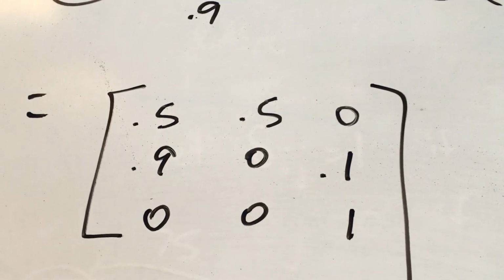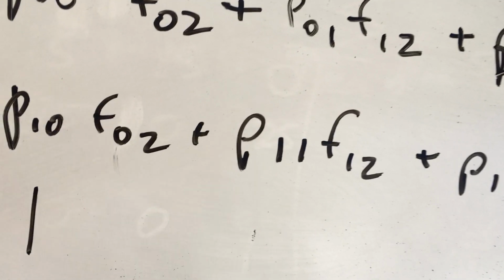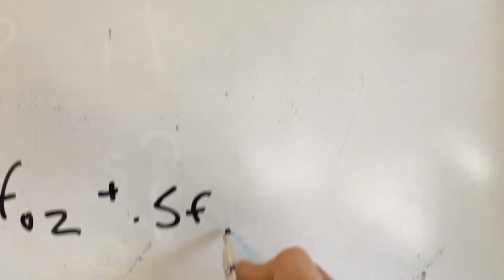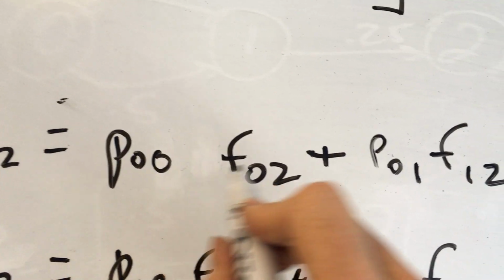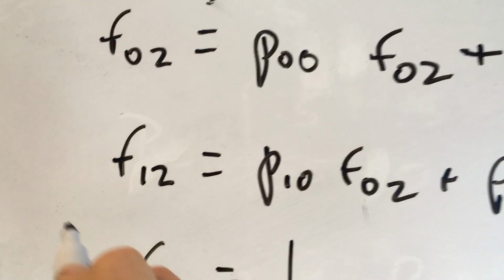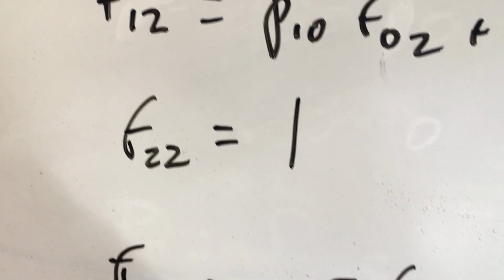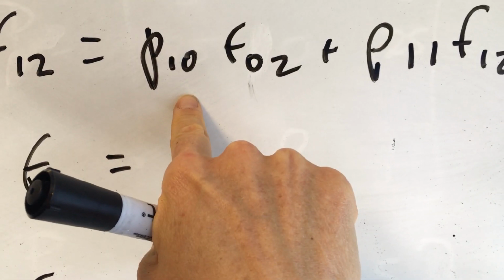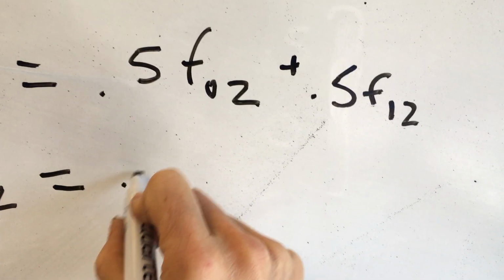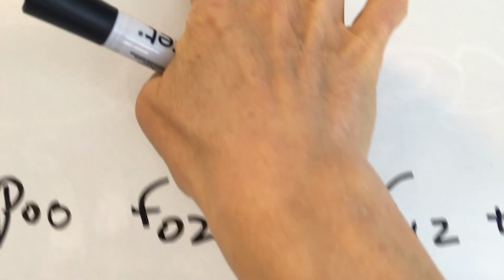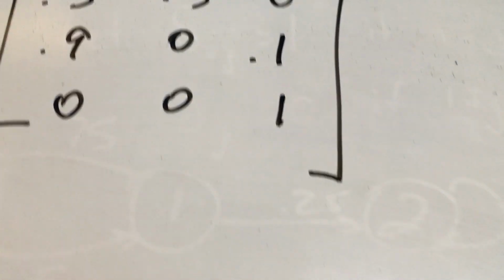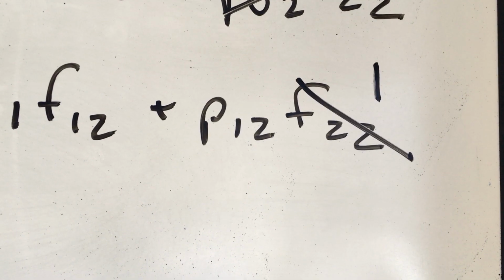Sorry, I wanted P01, not P10. 0.5 times F12. And then that term went away. So I've got 0.5 plus 0.5 times those guys. Next line, F12 is equal to P10. Now we use our 0.9. Plus P11 F12. Well, P11 is 0, so that's a 0. Plus P12 times 1. So P12 is 0.1.